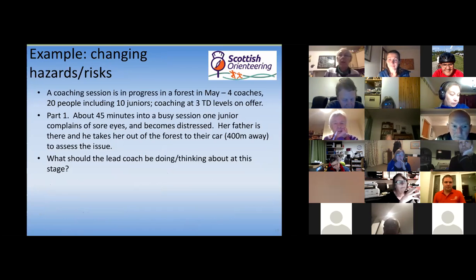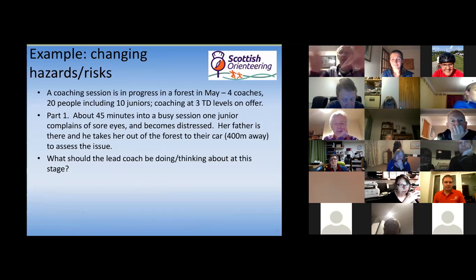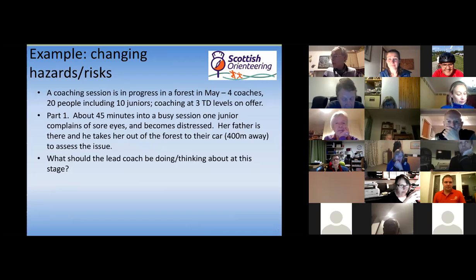So we've got another example here. I'll just take you through it. So this is in a forest in May, 4 coaches, 20 people, of which half of them are juniors. There's a variety of abilities there, and actually the group of 20 is divided up into 3, looking at different technical difficulty levels. So we're 45 minutes in, and one junior complains of sore eyes and is distressed.